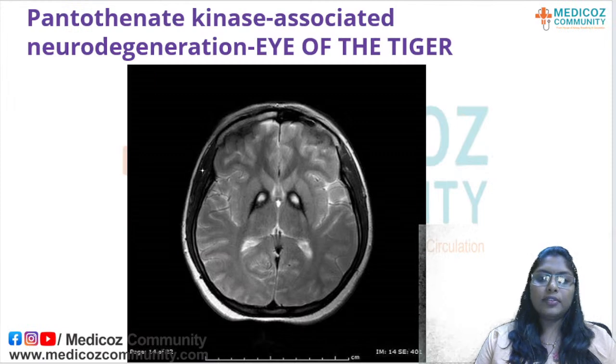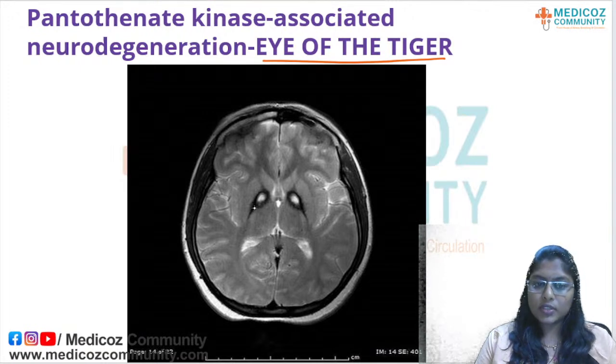The other differential for tigroid pattern also has another sign, the eye of the tiger. This is because of the high intensity of the globus pallidus, which is surrounded by the deposition, which is giving low signal intensity. So these are the eyes of the tiger, which is characteristic for pantothenate kinase associated neurodegeneration.